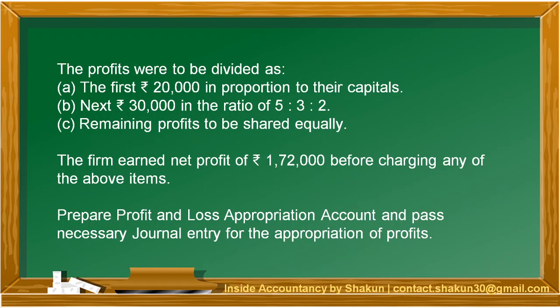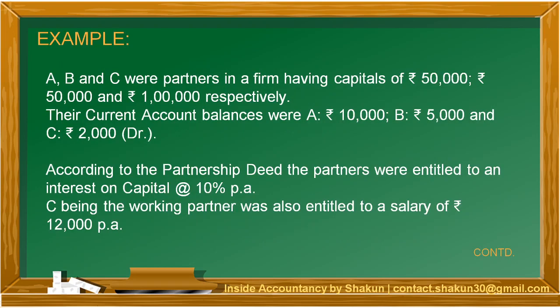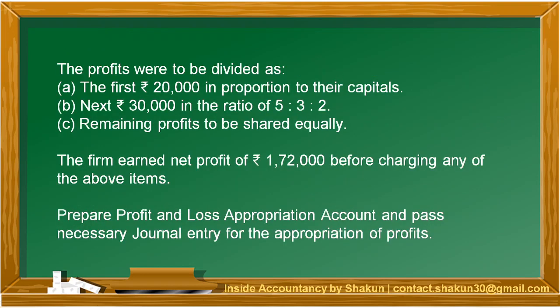Now the capitals which were given in the question were 50,000, 50,000 and 1 lakh. If we find out the ratio, it comes out to be 1:1:2. So the first 20,000 is to be distributed in the ratio of 1:1:2. The next 30,000 in 5:3:2 and the remaining profits to be shared equally, that is in the ratio of 1:1:1.